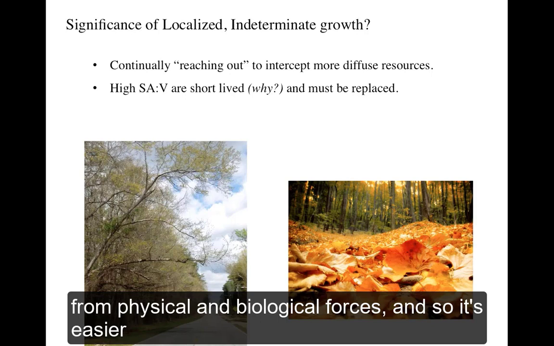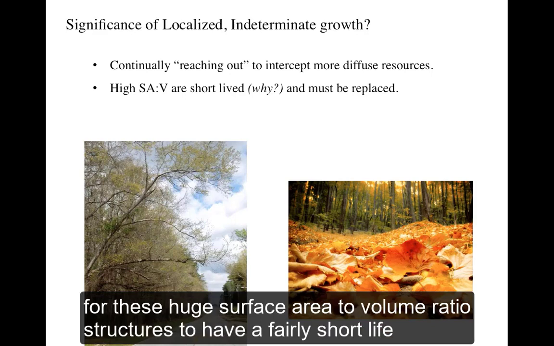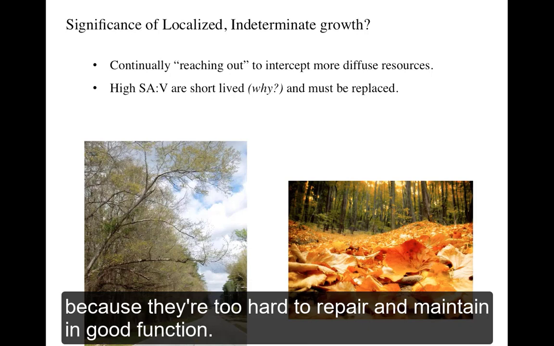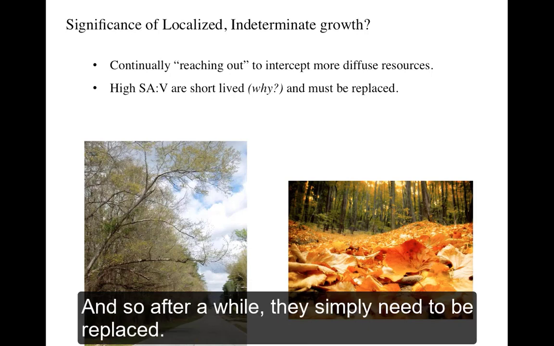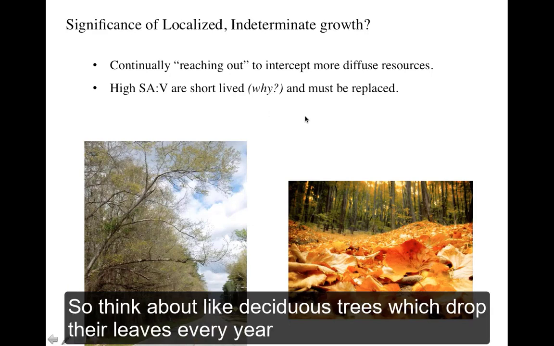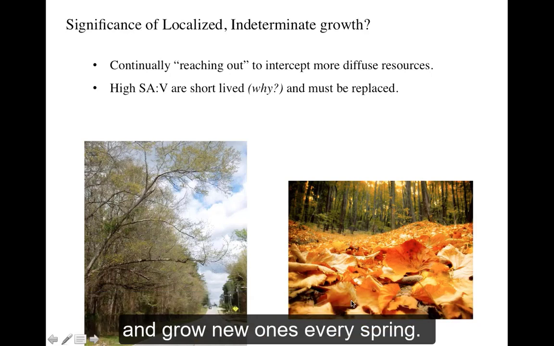And so it's easier for these huge surface area to volume ratio structures to have a fairly short life because they're too hard to repair and maintain in good function. And so after a while, they simply need to be replaced. So think about deciduous trees, which drop their leaves every year and grow new ones every spring.